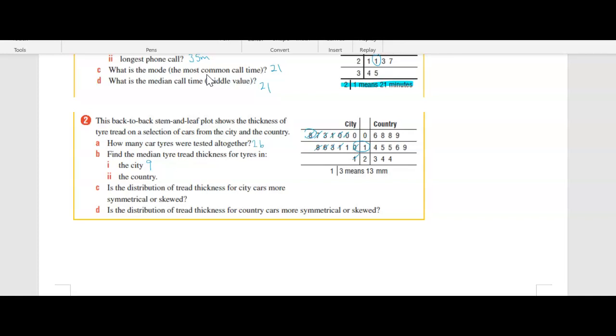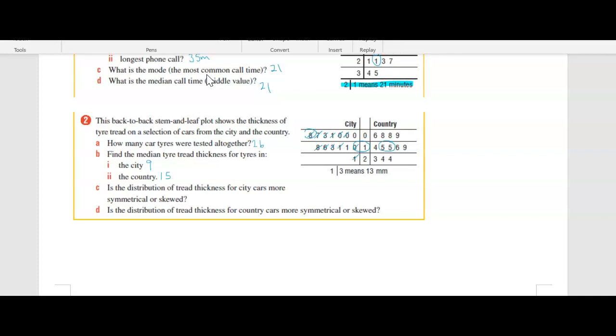All right, the country. So how many have we got? 1, 2, 3, 4, 5, 6, 7, 8, 9, 10, 11, 12. So we're going to count to 6. 1, 2, 3, 4, 5, 6. So it's halfway between these two. 2, 3, 4, 5. So we've got 15.